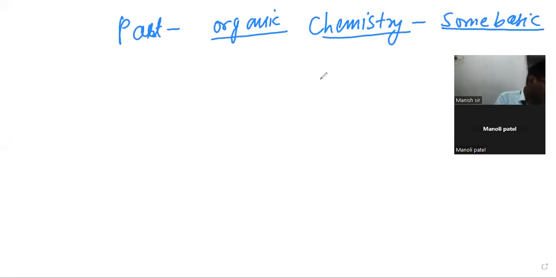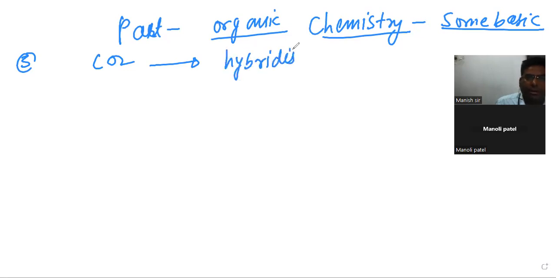Right. So question number 5, see, which of the following organic compounds has the same hybridization as CO2? Right. So it's talking about CO2 hybridization.